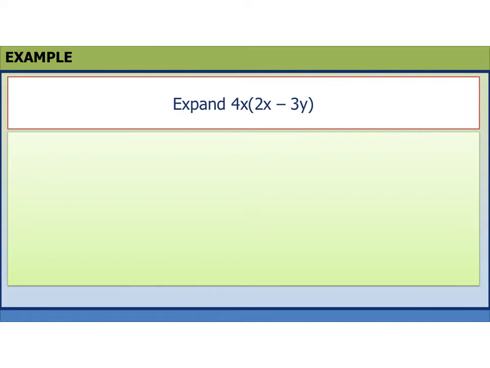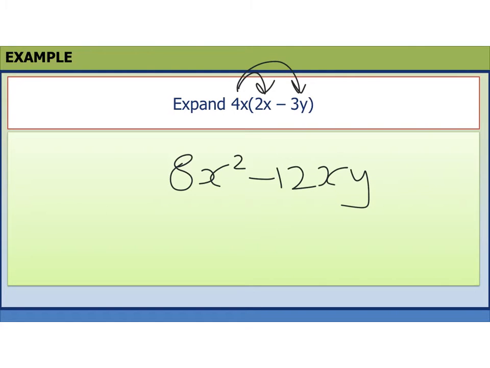If we look at this question, it's going to work in the same way, except there's a couple of little differences, but the 4x is multiplying the 2x. Now, 4 times 2 is 8, and the x multiplies the x and makes x squared. And then I've got 4x times minus 3y, so 4 times minus 3 is minus 12, and the x times y makes xy.